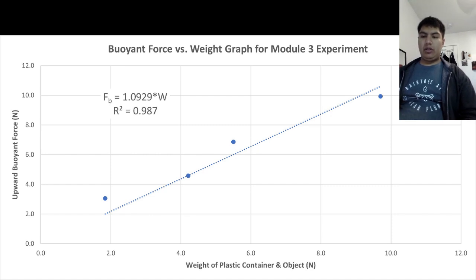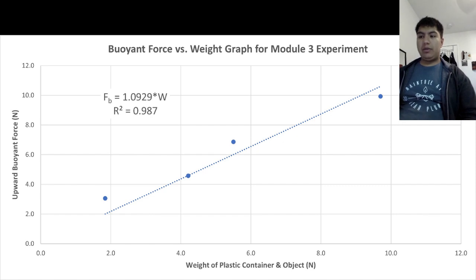since it's converting newtons into newtons. And this is about equal to 1. It's not exactly equal to 1. I assume it's probably because the container was not cylindrical enough. So that's why there's that small bit of deviance from 1, but it is fairly close, and it shows that the weight of the plastic container and the object was about equal to the upward buoyant force. This does show experimental evidence that Archimedes' Principle holds.